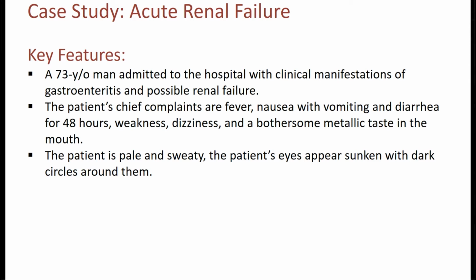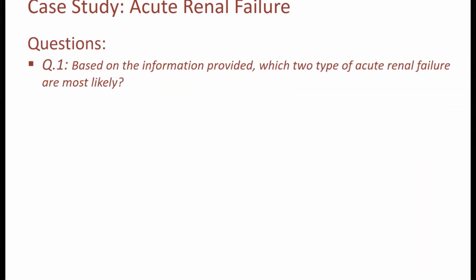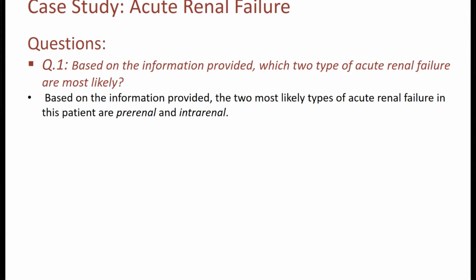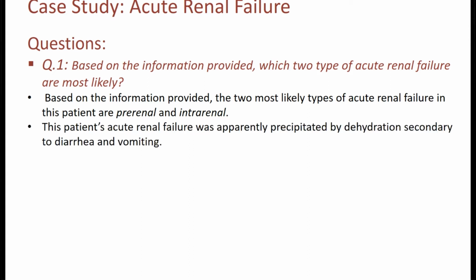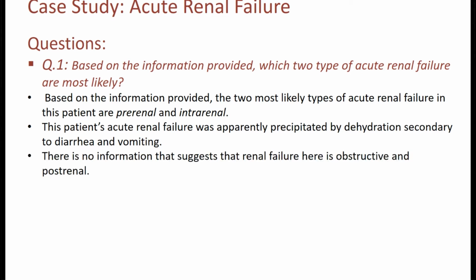So, based on the information provided, which two types of acute renal failure are most likely? Now, the most likely two types of acute renal failure in this patient are pre-renal or intrarenal, because there is nothing that points to obstructive uropathy here. So, apparently, this renal failure was precipitated by dehydration secondary to diarrhea and vomiting. There is no information that would suggest obstructive uropathy.